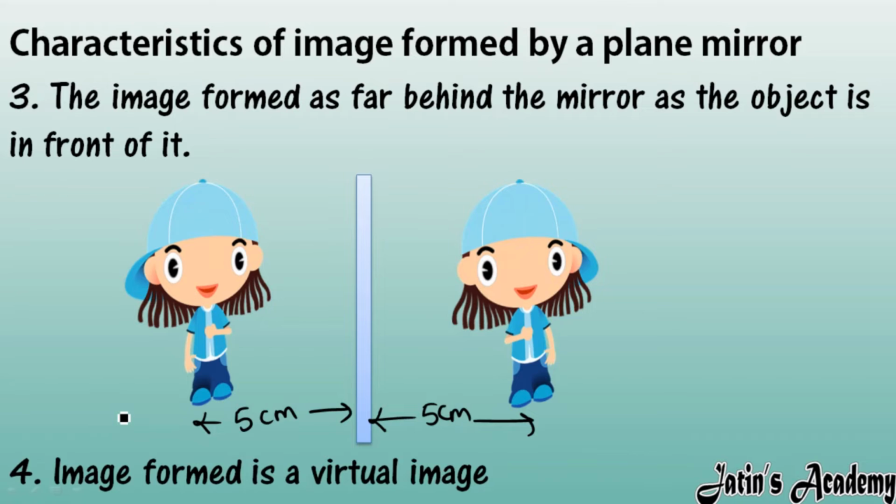Next, the image formed is a virtual image. Now you know virtual images are those images which form behind the screen. So in a plane mirror the image always forms behind the mirror, and when images form behind it, those images are known as virtual images.